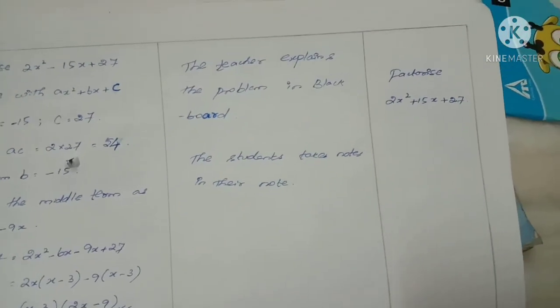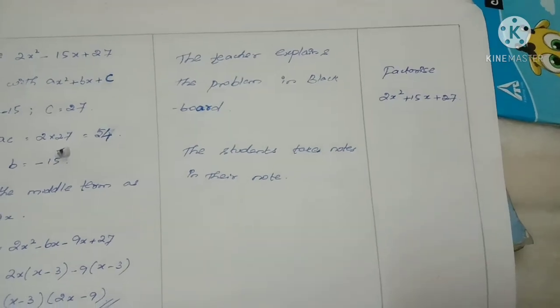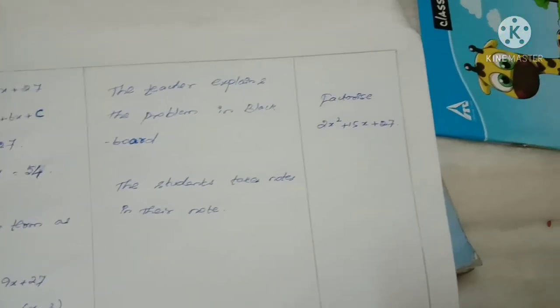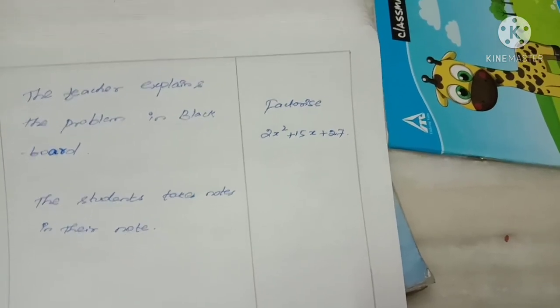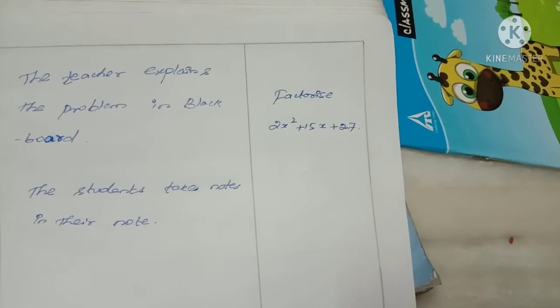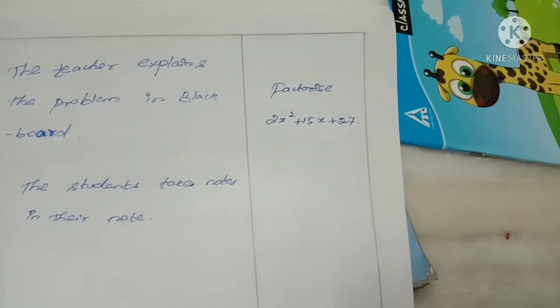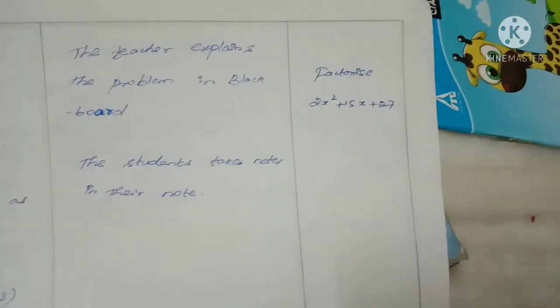In the next box, the teacher explains the problem on the blackboard. The students take notes in their notebooks. In the last box, factorize 2x square plus 15x plus 27.